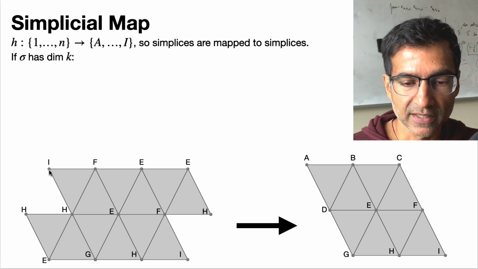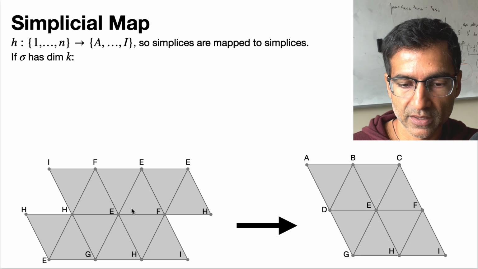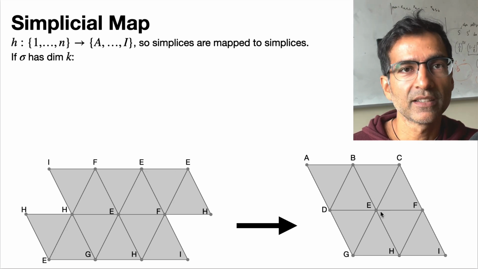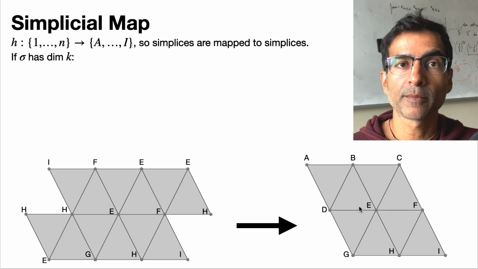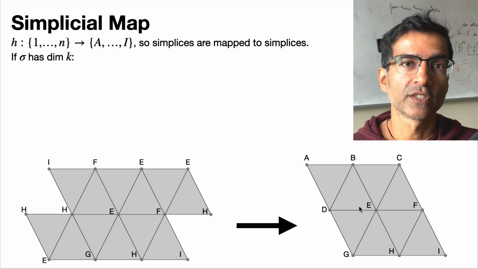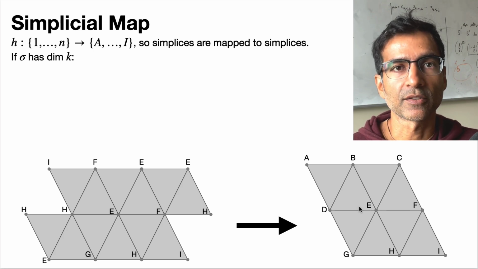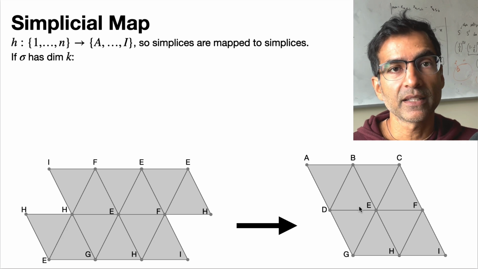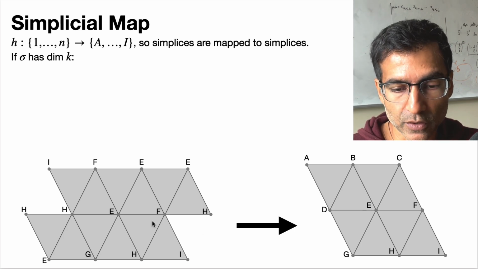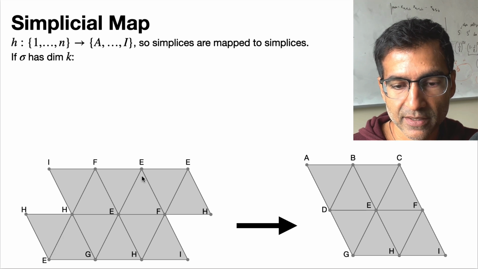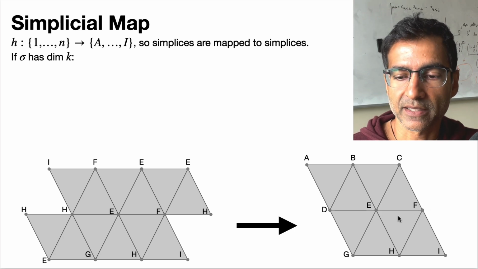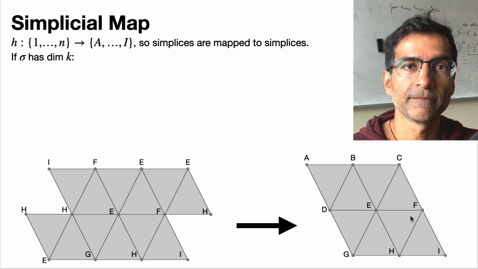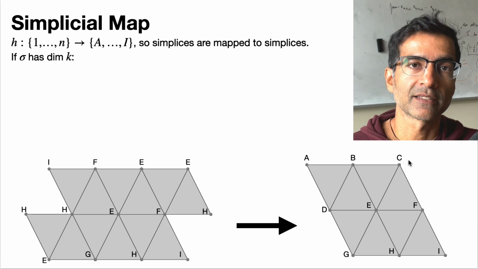So I've mapped this vertex to the vertex I, this one to E, this one also to E. The map need not be injective. You can map multiple vertices to the same vertex on the right. But this map is a simplicial map because if you look at any simplex here, for example, this one, it's mapped to EF, which is a simplex on the right hand side. That's the simplicial map.